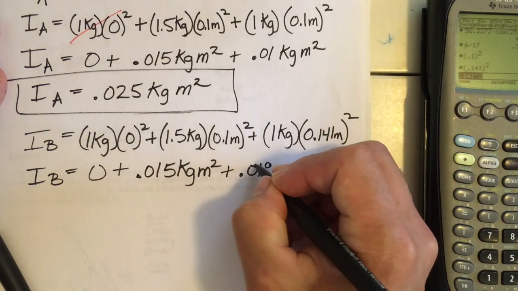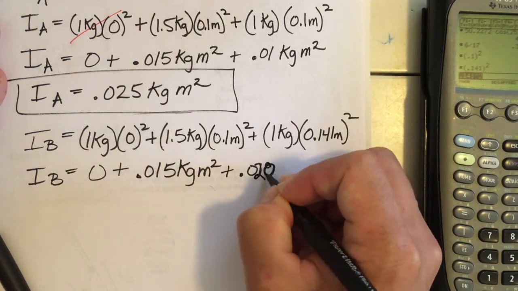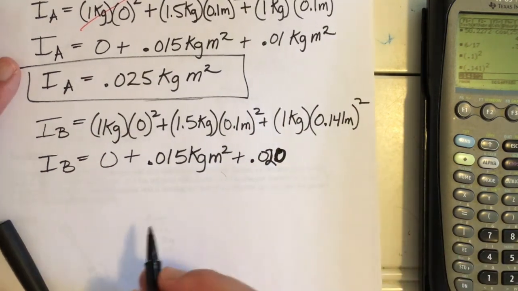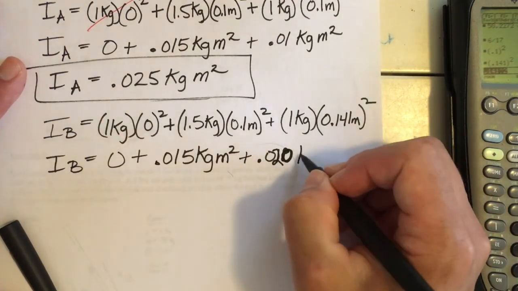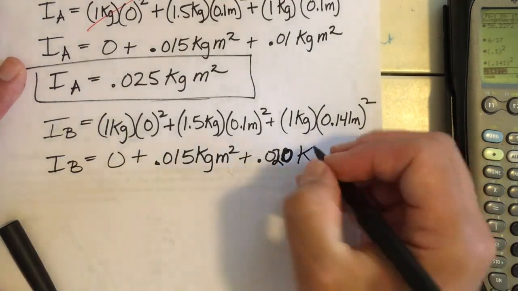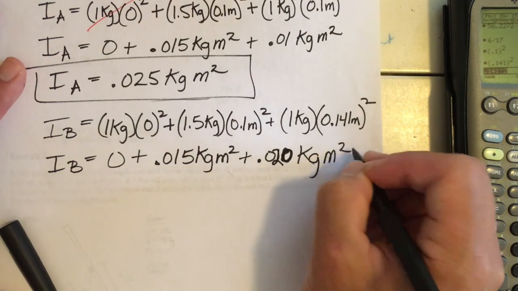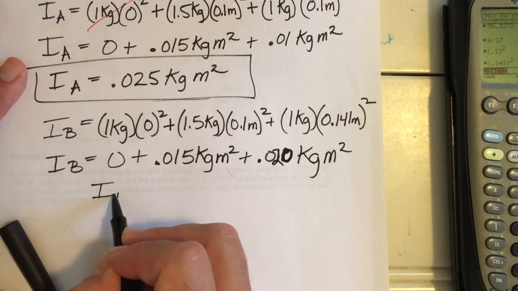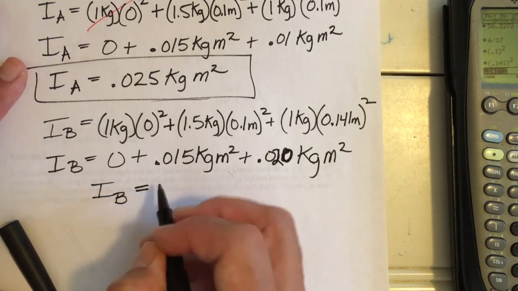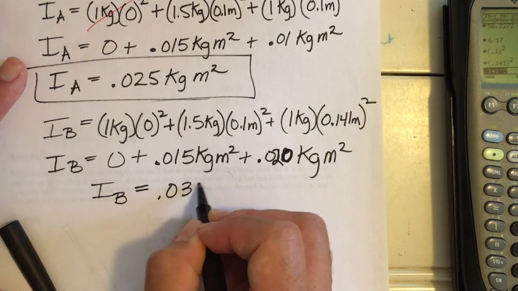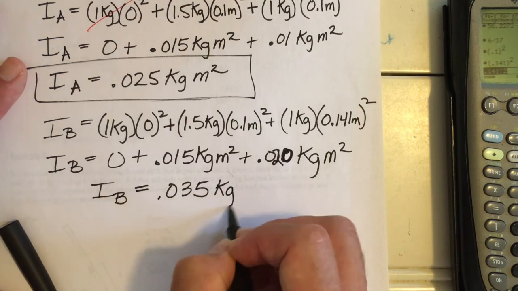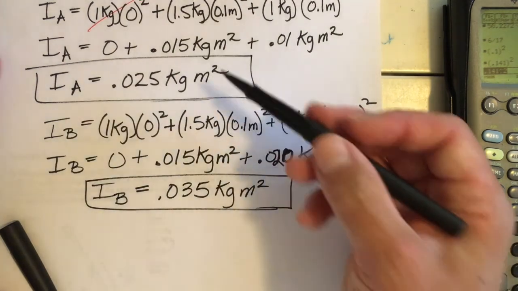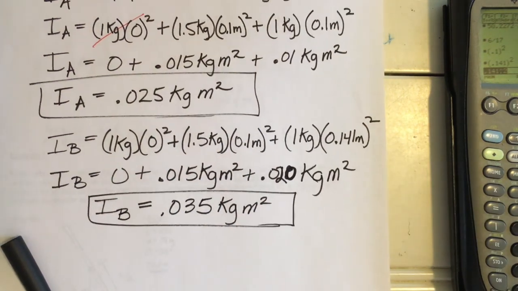Why don't we do that? All right, approximately 0.020 kg meters squared. So now we can go ahead and add these together. And IB then is approximately 0.035 kg meters squared. Definitely larger than the moment of inertia of object A.